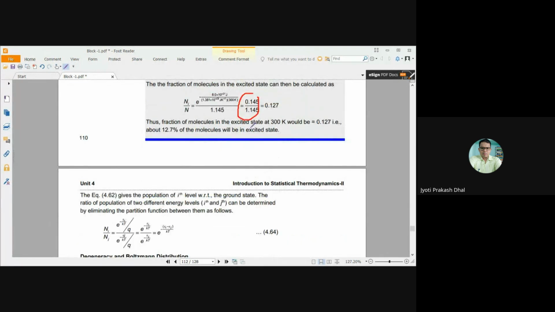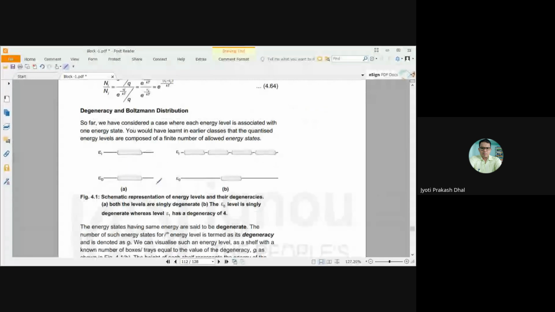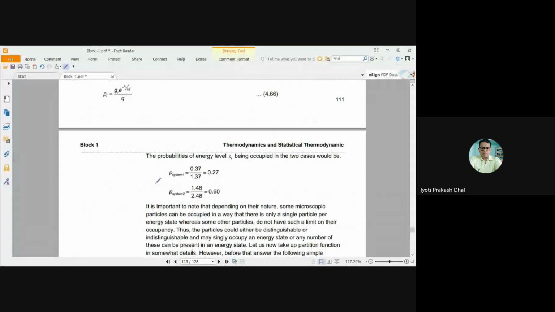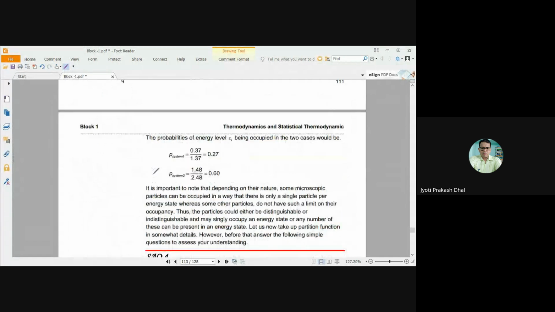So the fraction of molecules in the excited state at 300 Kelvin will be 0.127, that is about 12.7% of the molecules will be in the excited state at 300 Kelvin temperature. So by applying the Boltzmann distribution function, we can solve this.